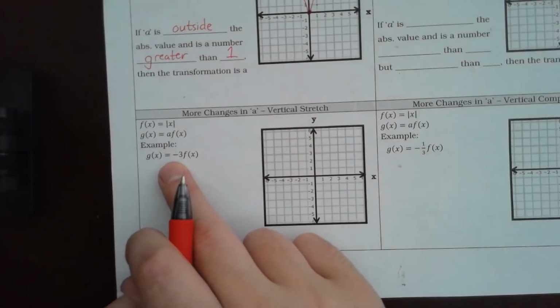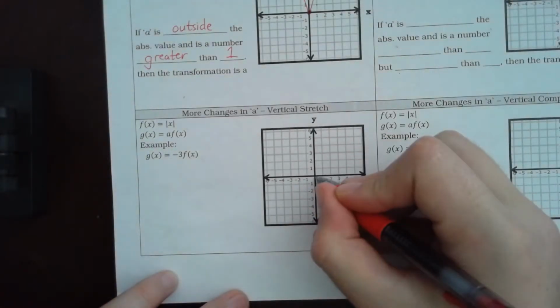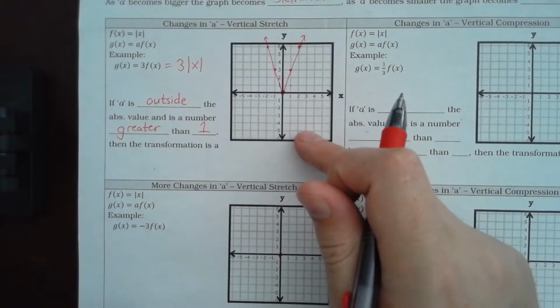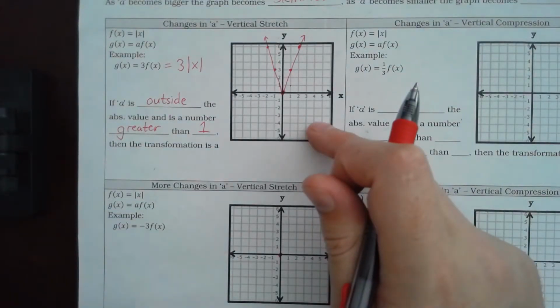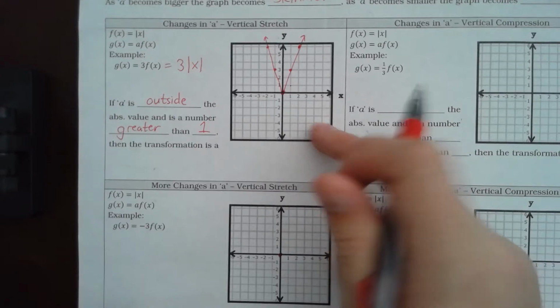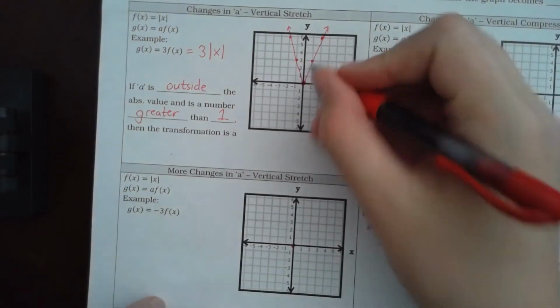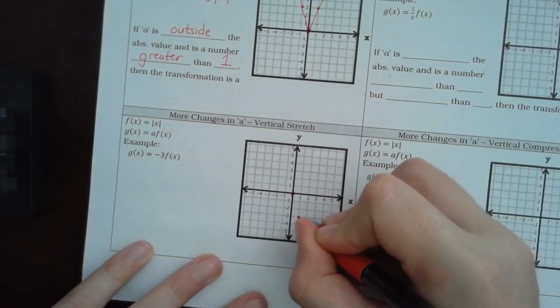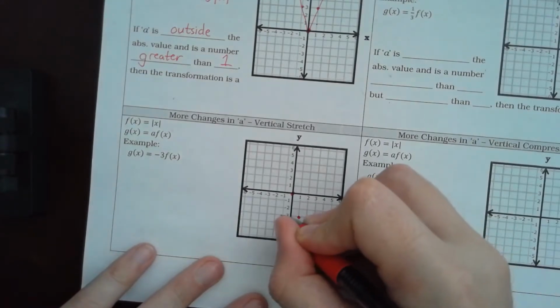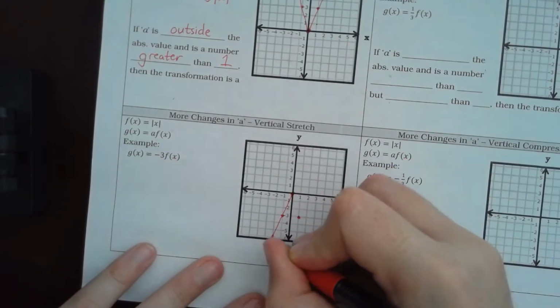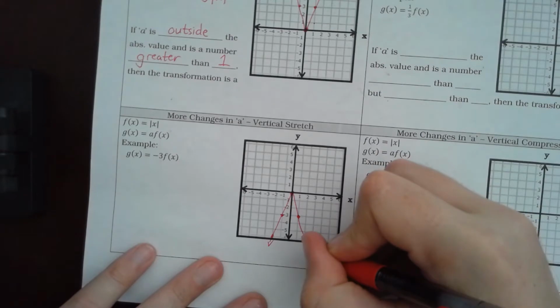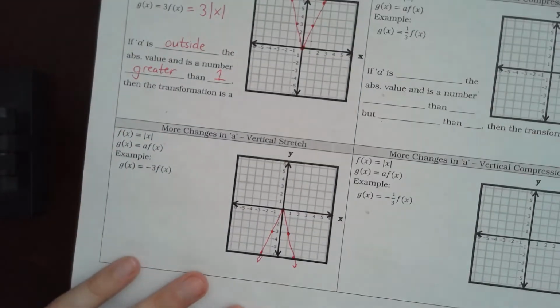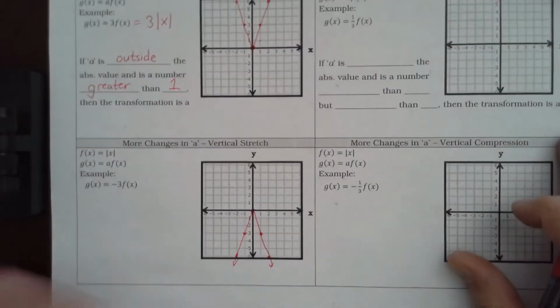Now we have -3, so as you might have guessed, it's going to be the same as up here. The only difference is that we're going to be flipped over. So this +3 is going to go down to -3, and then -6. That's what our graph looks like. Same things, just flipped over.